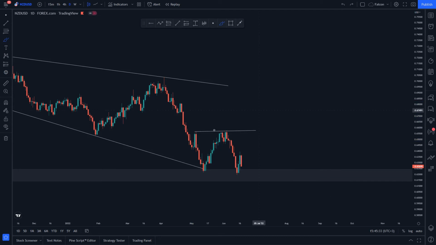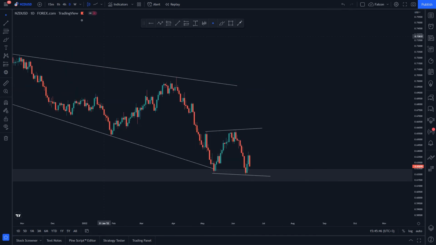Okay, so over here you can see another pattern, an expanding pattern. This is an expanding pattern over here. So going down to a forward chart, let's go to a forward chart.